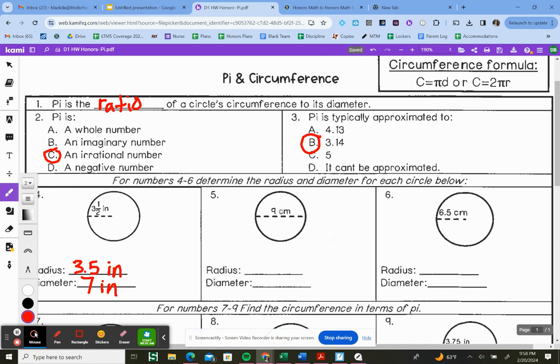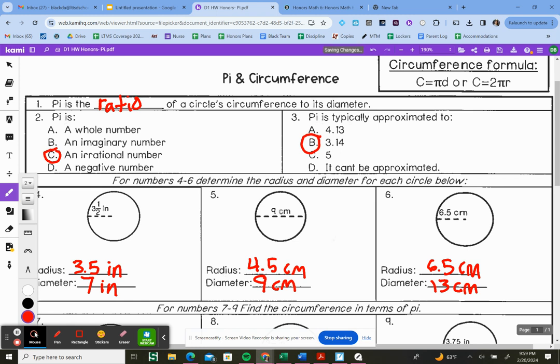Number 5, you can see the diameter is 9 centimeters because that is all the way across. So just cut that in half to get the radius. So that would be 4.5 centimeters. And then here the radius is 6.5 centimeters because that's halfway across. 6.5 plus 6.5 would be 13 centimeters for the diameter.